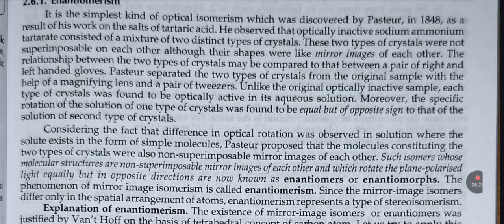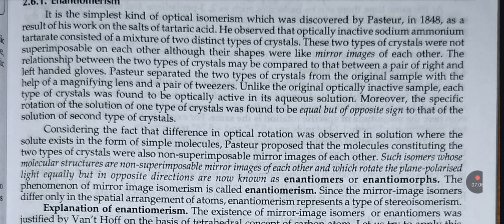The relationship between the two types of crystals may be compared to that between a pair of right and left-handed gloves. Pasteur separated the two types of crystal from the original sample with the help of a magnifying lens and a pair of tweezers. Unlike the original optically inactive sample, each type of crystal was found to be optically active in its aqueous solution.